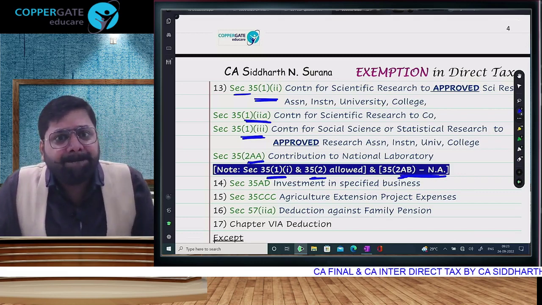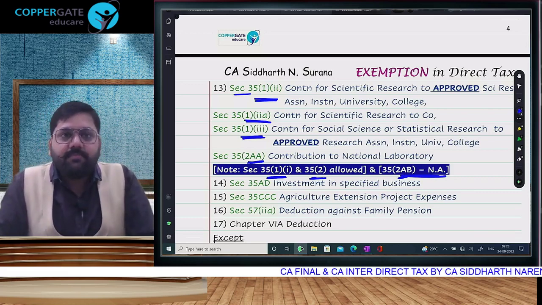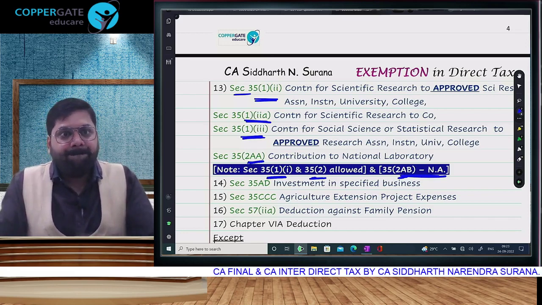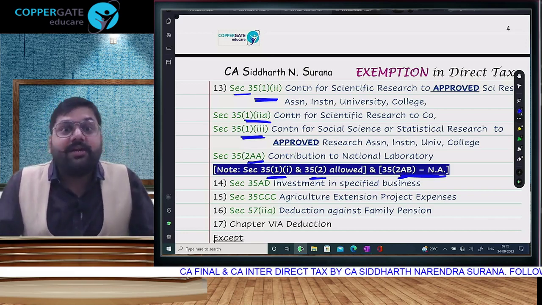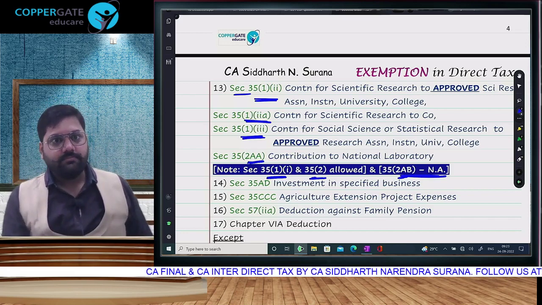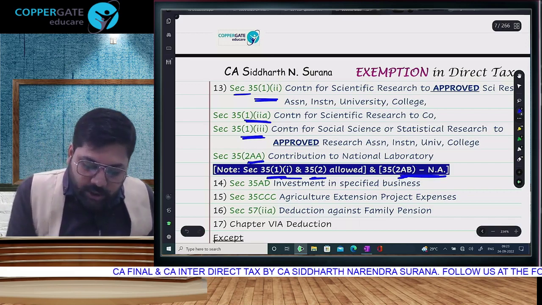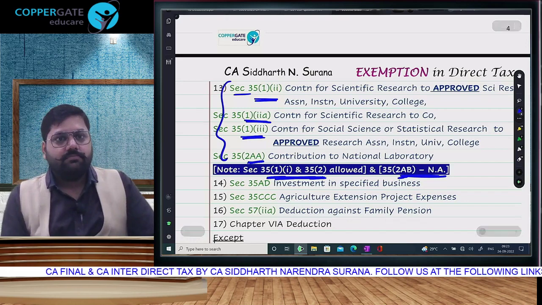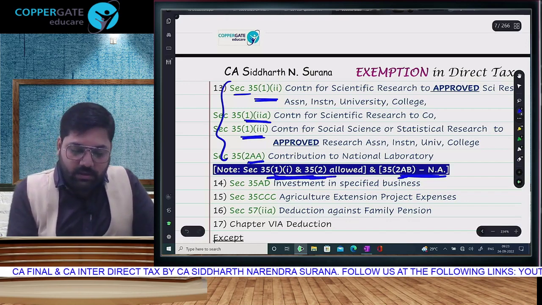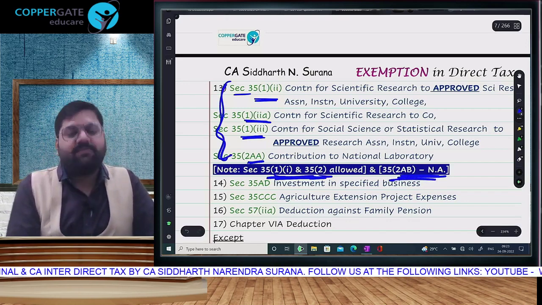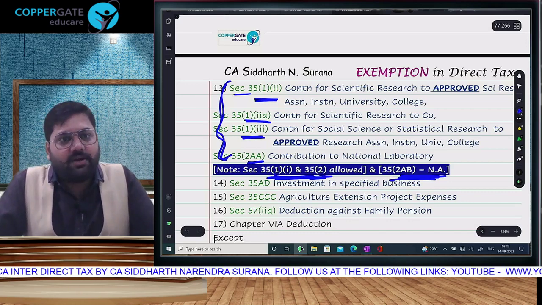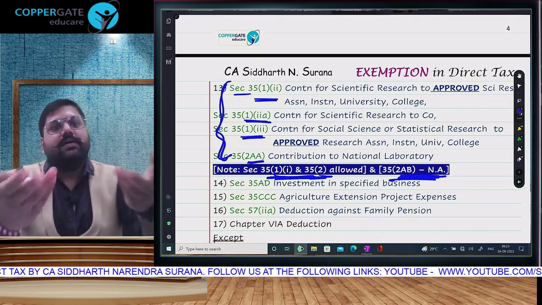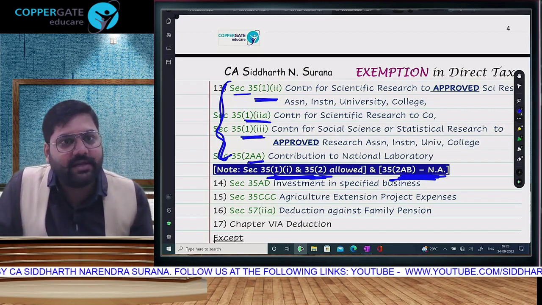Why? Because 115 BAC is for individual HUF. So 1 of the 7 is gone. How many remaining? 6. In the old regime, all 6 are allowed. In the new regime, 2 are allowed, 4 are not allowed, and the 7th one is not applicable, it's only for companies. But what are these 6? One day in the PGBP chapter, we will take care of it.